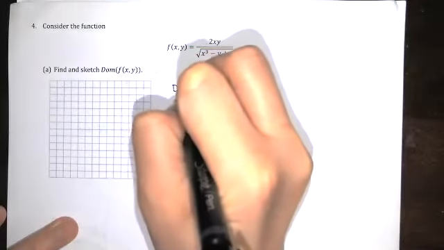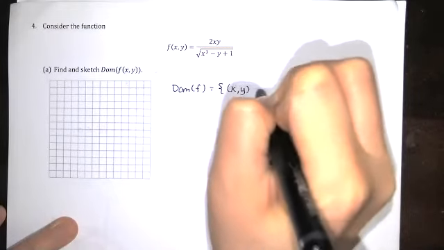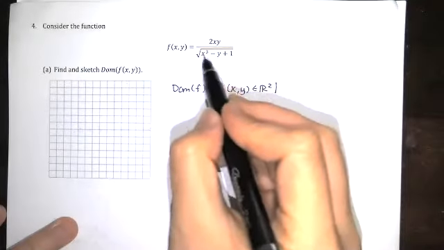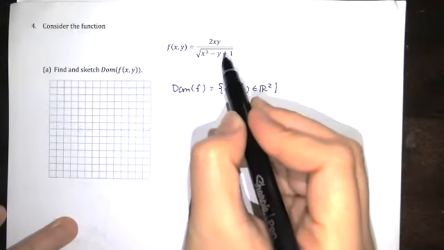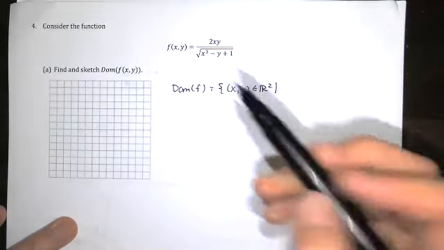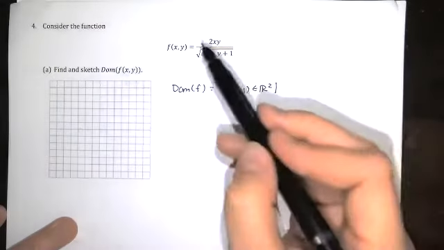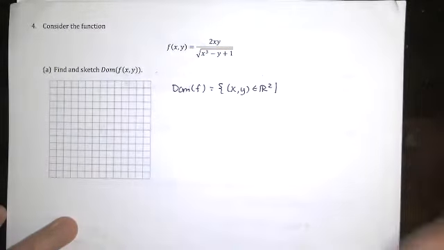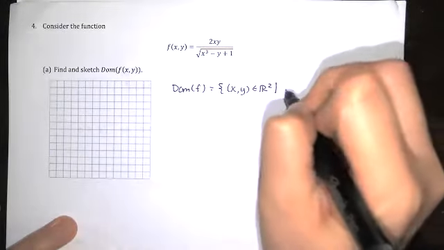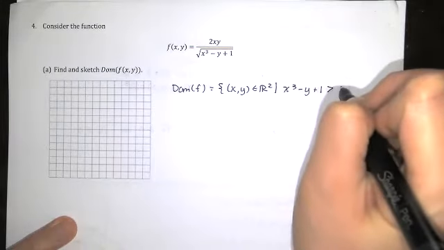So the domain of f is going to be the set of all x, y in R2, such that this expression under the radical is positive, so that when I take the square root of it, I get a real number back. And it's also not 0 because I don't want to divide by 0. So x cubed minus y plus 1 has to be strictly greater than 0.